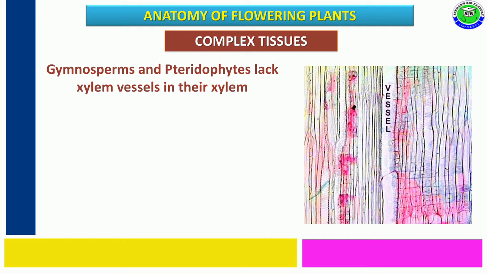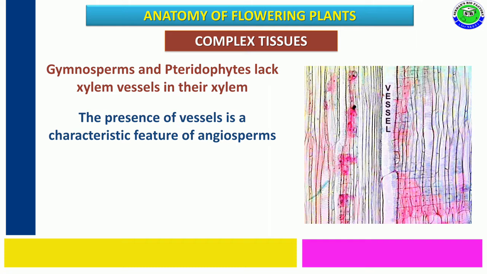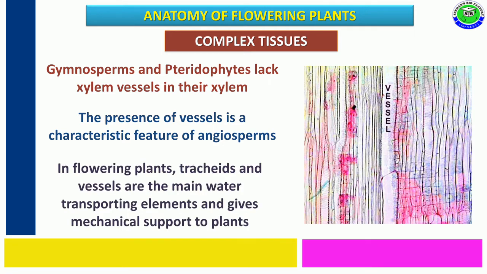A very important characteristic feature is that gymnosperms and pteridophytes generally lack xylem vessels in their xylem. The presence of xylem vessels is the main characteristic feature of angiospermic plants. In flowering plants, the tracheids and vessels are the two main cells for the transportation of water and minerals. Along with that, they give mechanical support to the plant body.